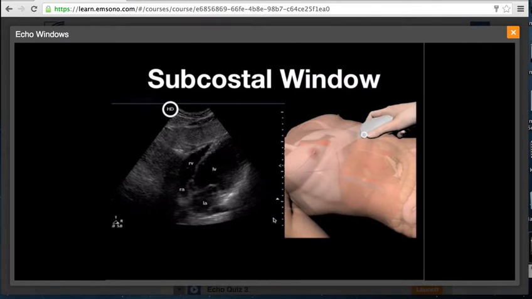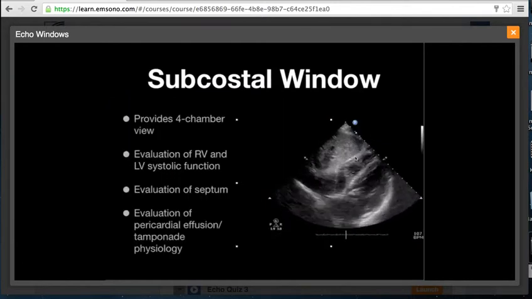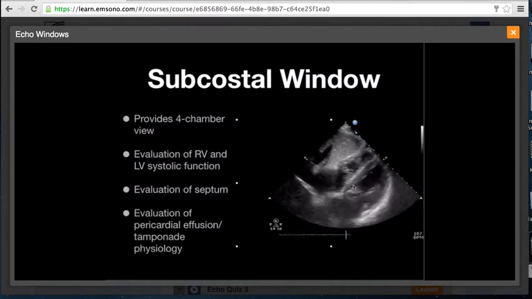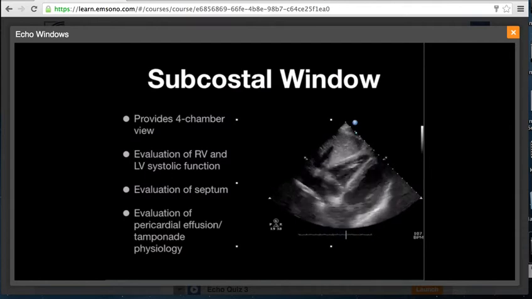It's important that you give yourself enough field of depth in order to visualize the entire heart, and you have to make sure that you've got the transducer in the subxiphoid space underneath the xiphoid process so you get good visualization of the heart. Now, the subcostal window is going to provide a nice 4-chamber view of the heart. It'll give you the ability to evaluate for RV and LV systolic function globally. It'll allow you to evaluate the septum, and it's going to allow you to evaluate for the presence or absence of pericardial effusion and or tamponade physiology.